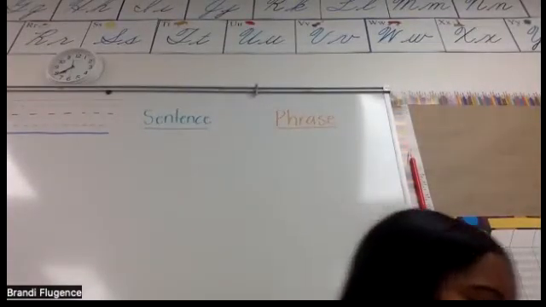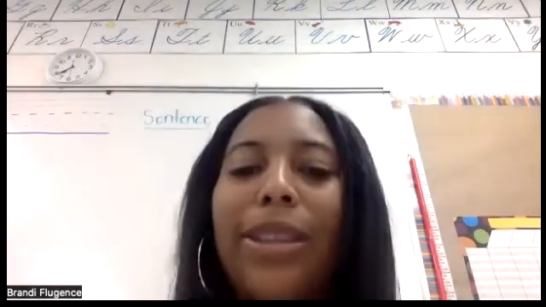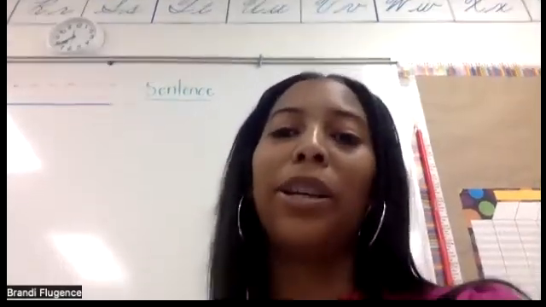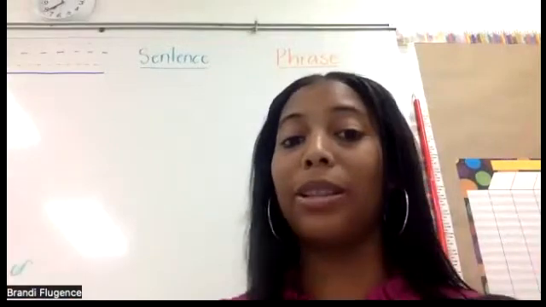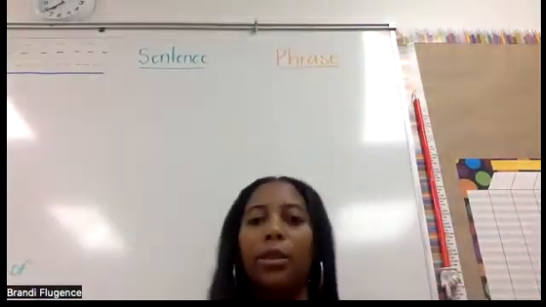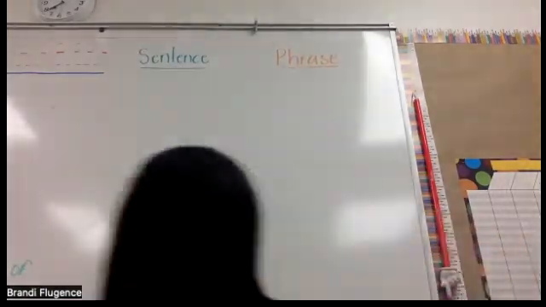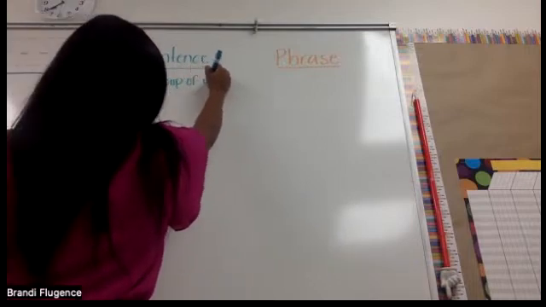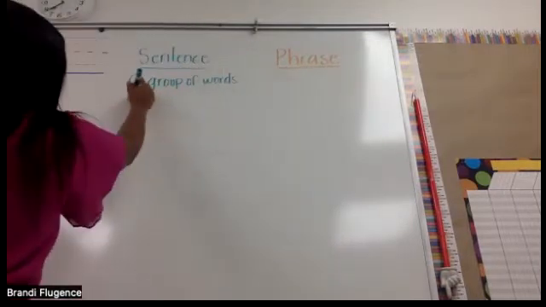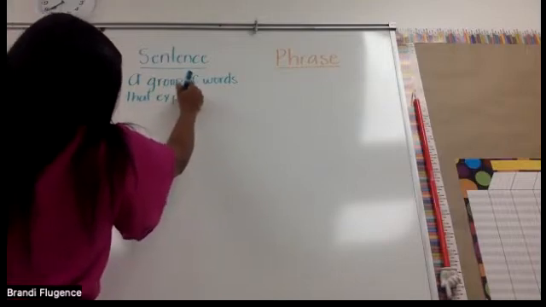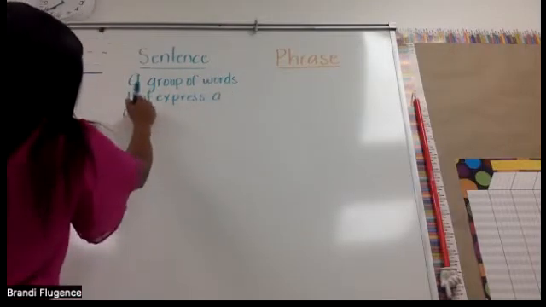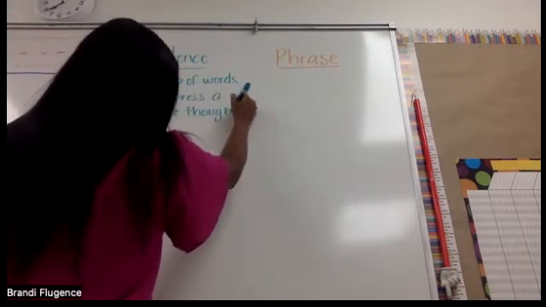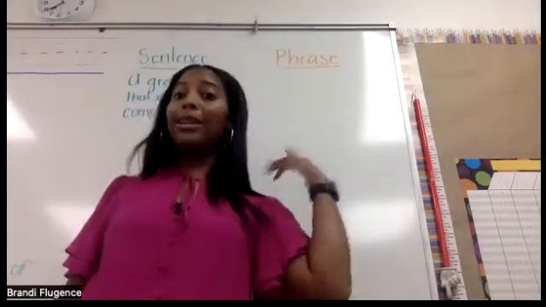A sentence is a group of words that express a complete thought. Now, I know we didn't go that deep in first grade with it, but in second grade, you will have to know it because eventually we'll get into what the types of sentences are actually called: declarative, interrogative, all of that. So a sentence is a group of words, you don't have to write this, that express a complete thought, okay?